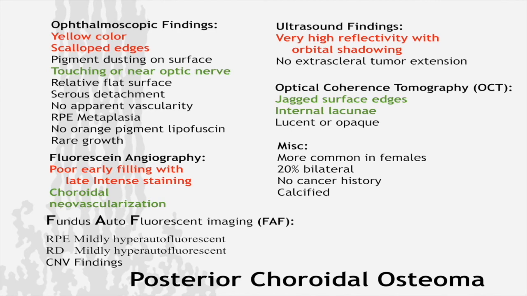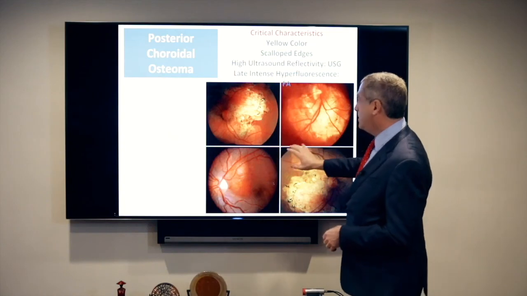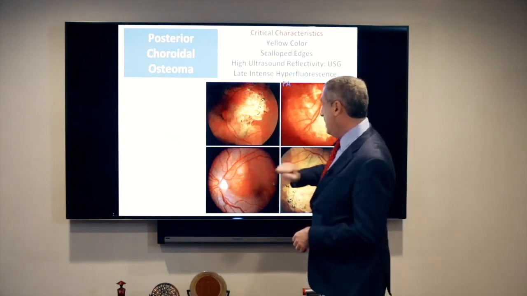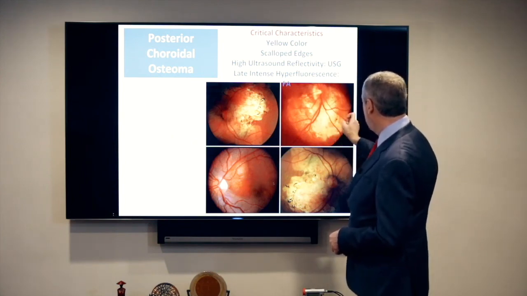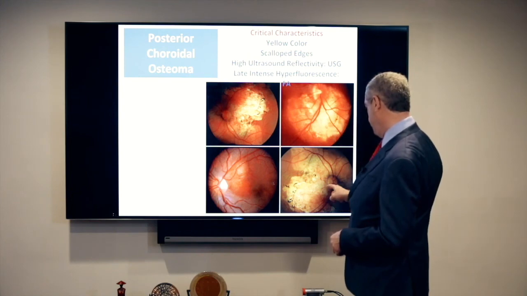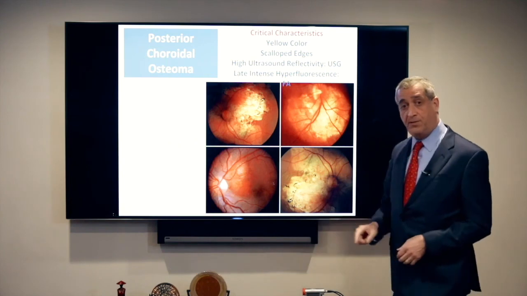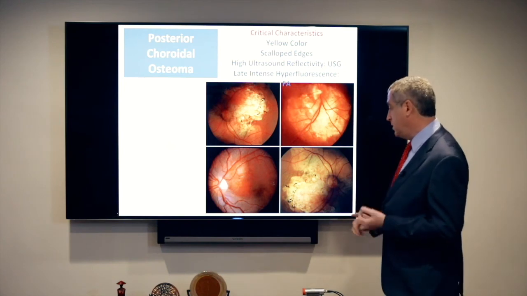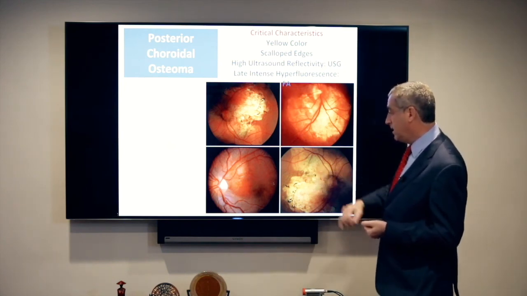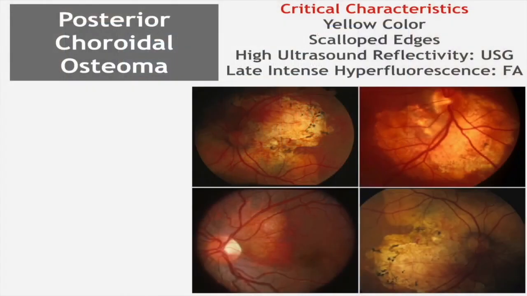So let's see some pictures of osteomas. Here we have our scalloped edges. You can have pigment on the surface near the optic nerve. And there must be a good one where I can show you tumor vessels. Here's one. That's the best one of a tumor vessel. Remember I said, the formed vessels are primarily seen with choroidal melanomas and osteomas. Well, here we have formed vessels inside the bone. Sometimes they're a little more subtle, but again, you see the scalloped edges.